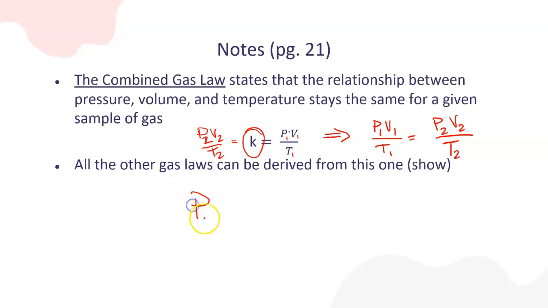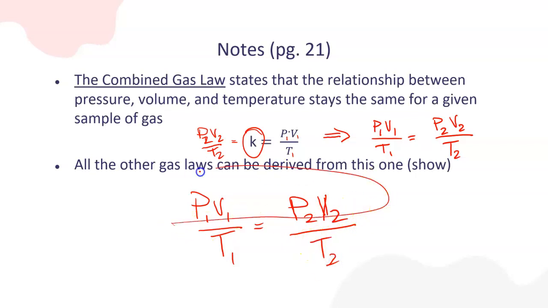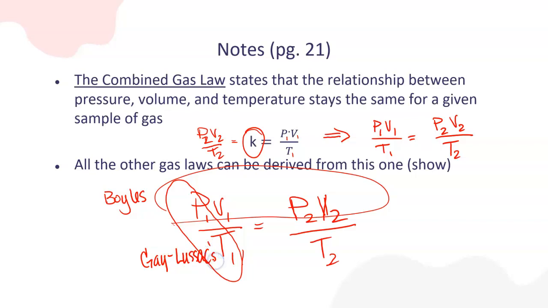Okay, so if we take this, P1 V1 over T1 is equal to P2 V2 over T2. Across the top, we have Boyle's law. The PT law was Gay-Lussac's law. And then the VT law, where V1 over T1 equals V2 over T2, was Charles's law. So they all combine to give us the combined gas law.